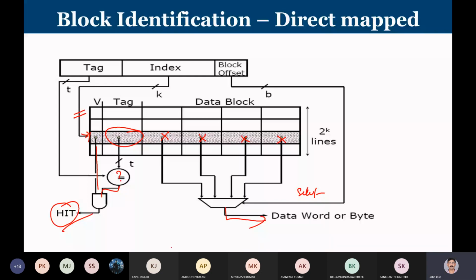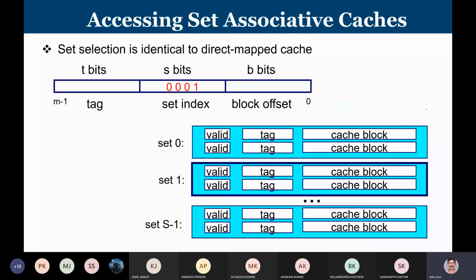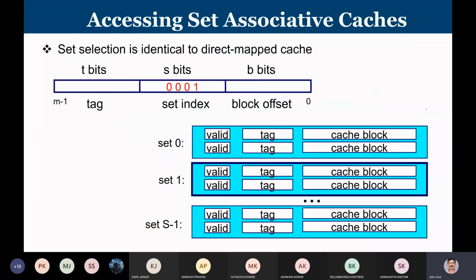Now come to set associative cache. Here we are taking E equal to 2, so 2 lines per set. It is characterized by more than one set. So what will you do? Once you get an address, let's say this is 0001, that will point to set number 1. Now in set number 1, the block can be either here or here. That's what I'm going to do.